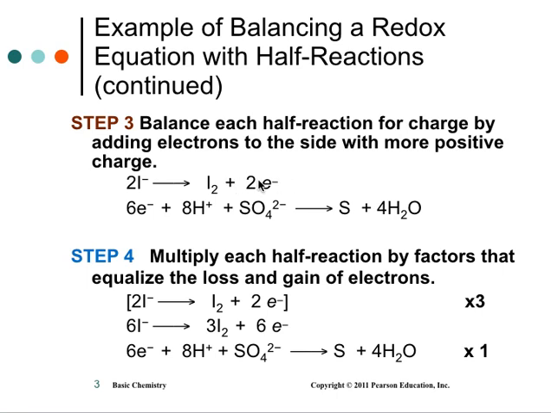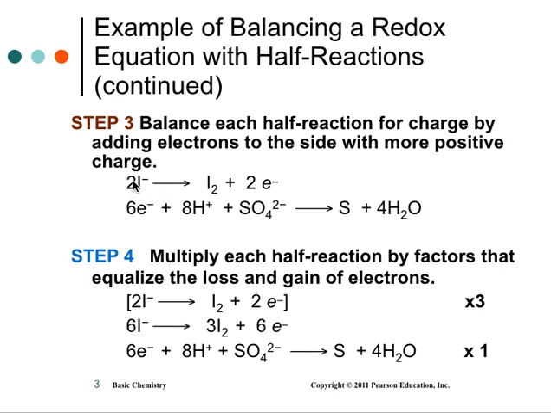So what number do I multiply 2 by to give you 6? So do you see I'm only looking at the electrons? What number do I multiply 2 by to give you 6? 3. What number do I multiply 6 by to give you 6? 1. So I'm going to multiply every part of both sides by that factor.